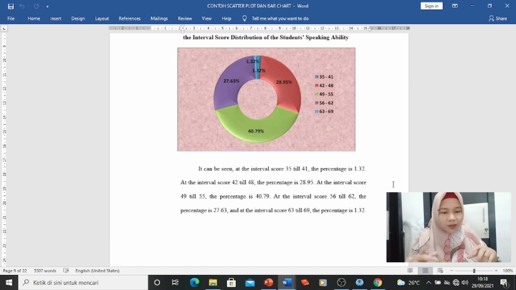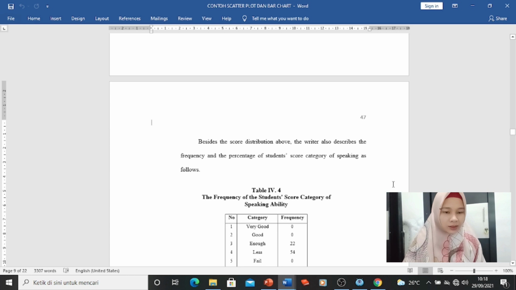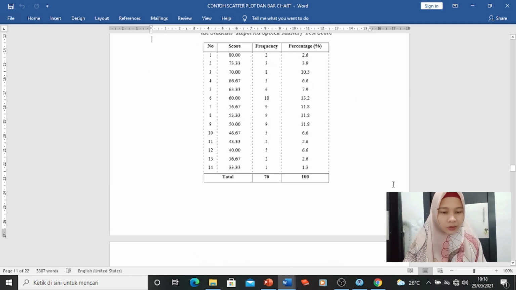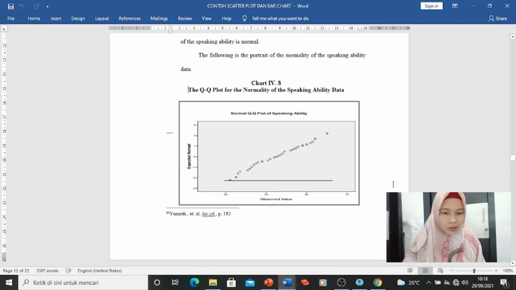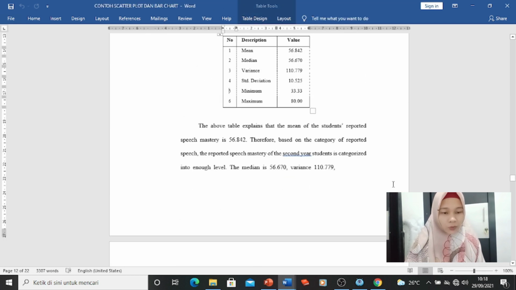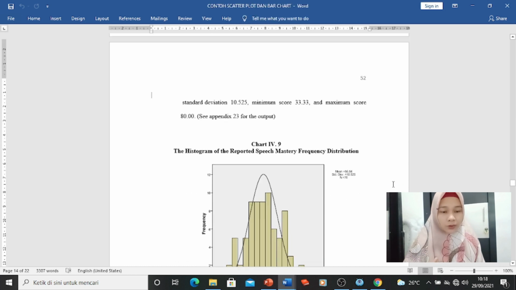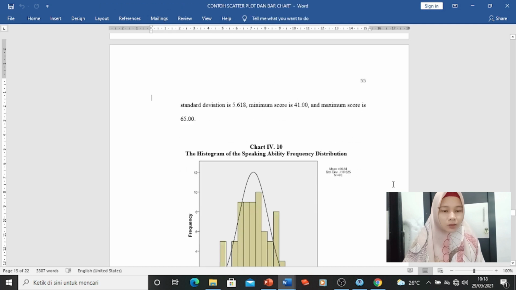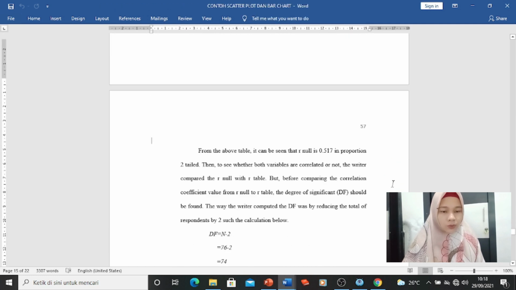Just like a pie, but there is a hole in the middle. That's also named pie chart or circle chart. Another chart, and this is also another Q-Q plot for the normality test for my data, to check whether the data are normal or not. Another histogram. This is a histogram again.